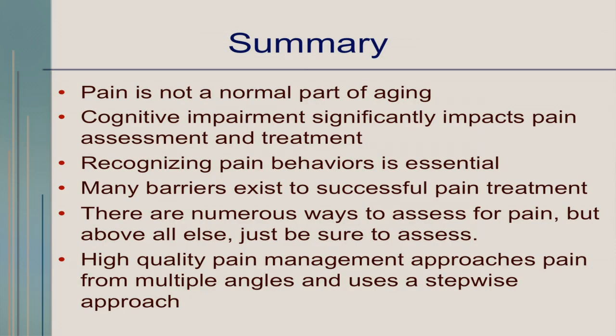To summarize, pain is not a normal part of aging. Cognitive impairment significantly impacts pain assessment and treatment. Recognizing pain behaviors is essential. We talked about how many barriers exist to successful pain treatment. We talked about the numerous ways to assess for pain, but above all else, it's most important to assess in the first place. And high-quality pain management approaches pain from multiple angles and uses a stepwise approach.